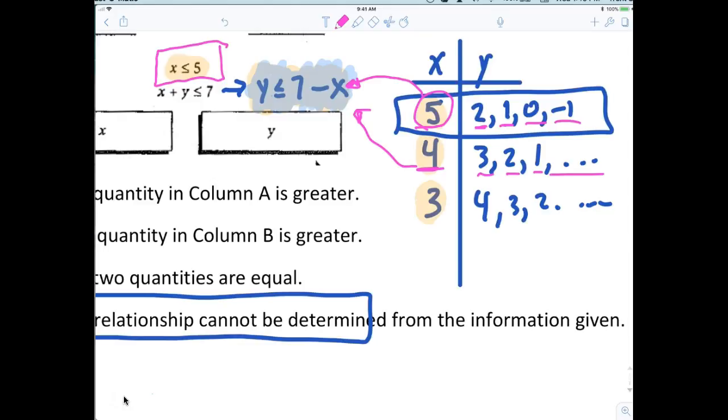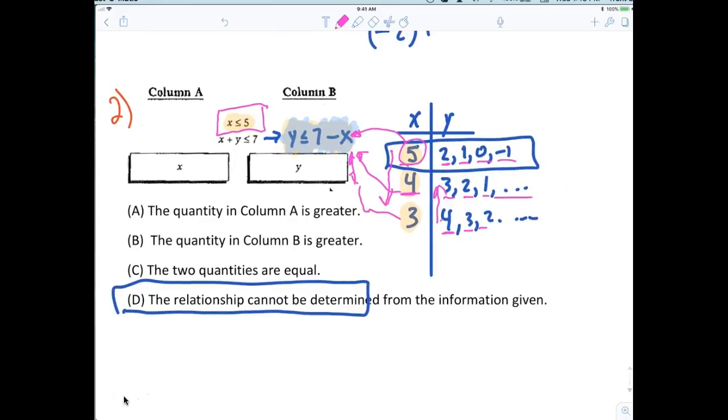Look at my options. As x is going down, y is going what? Yay, y is going up. So if you look at 3, if I plug 3 in for x, then the y can start out with what? 4, 3, 2. Is everybody with me on this? So can everybody now see the relationship that there really isn't x always is greater than y or y is always greater than x? Can everybody see that?